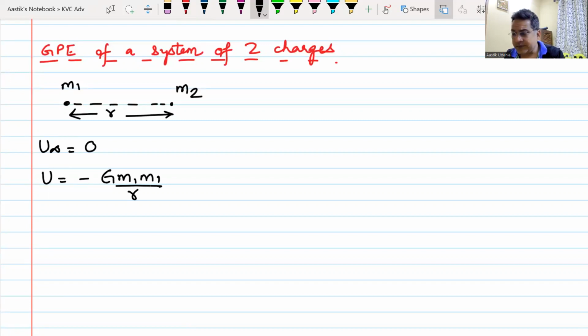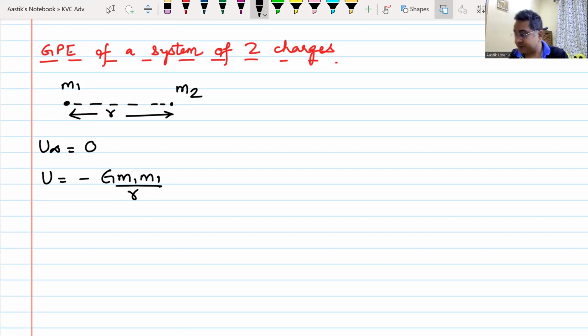How did I find it out? I found out the potential due to one charge, and I multiplied it by the second charge. The potential due to one charge will be minus GM1 by r, and I've just multiplied it by M2. Or I have found out the potential due to mass M2, minus GM2 by r, and multiplied it by M1. Do we understand this? This is how we find the gravitational potential energy of a system of two charges.